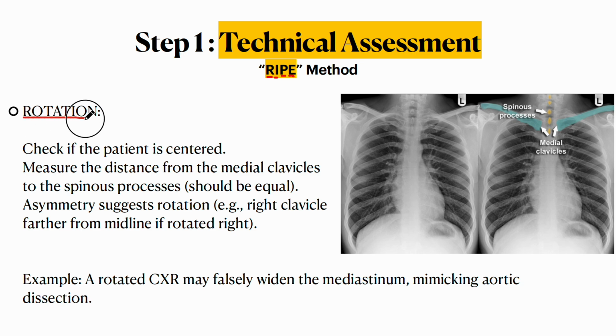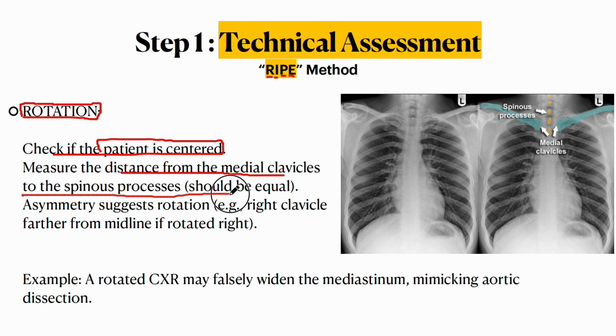So at first it is rotation. What is rotation? A patient should be centrally placed when an x-ray is done, right? Check if the patient is centered or not. How do we measure if the x-ray is centered or not? We measure the distance from the medial clavicles to the spinous processes, and that should be equal on both sides, right? So this is the spinous process right here, and these are the medial clavicles of both sides, and we measure the distance between them. Then it should be equal, and if it is asymmetrical, then it suggests rotation.